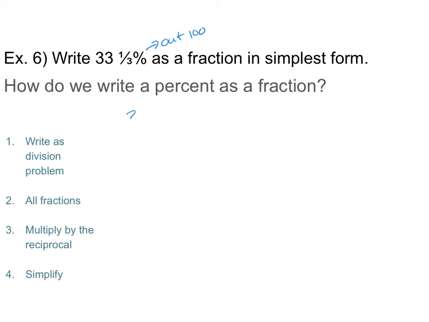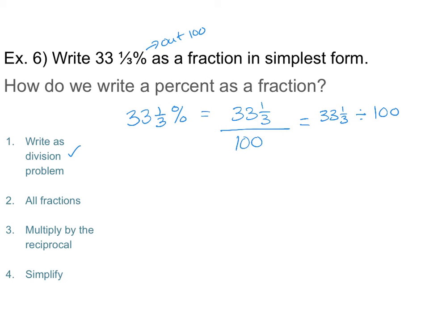So I have 33 1/3, right, percent. And I have to write that out of 100. So that equals 33 1/3 out of 100. Okay, which now let's write the division problem. So 33 1/3 divided by 100. Okay, next step is to multiply or make it all fractions.